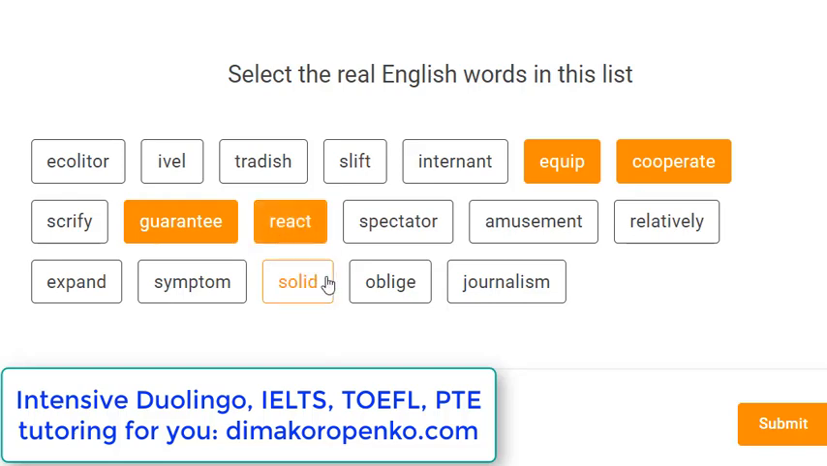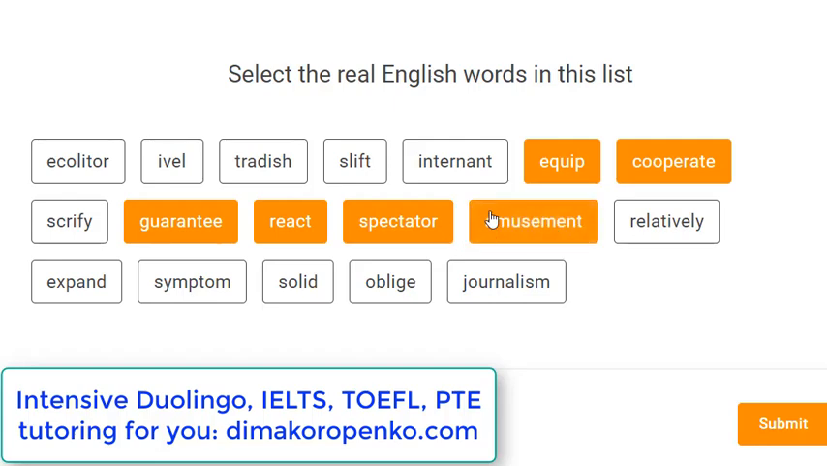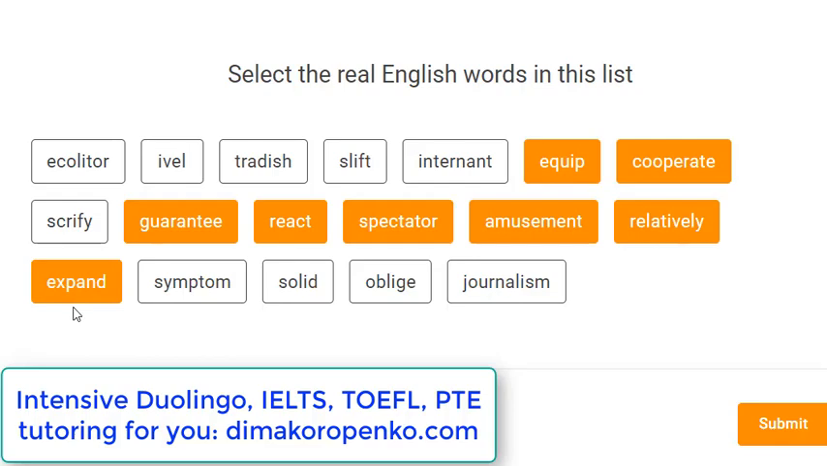React, of course, to react, to give a response to something, to give a reaction. Spectator, yeah, usually a person who watches some show. Spectator. Amusement, yeah, from the verb to amuse, we add suffix ment. Amusement, like positive surprise, positive impression by something. Relatively, yeah. It's an adverb, meaning not directly, not absolutely, something like that. Expand, usually a verb. To expand means to become broader, to broaden.